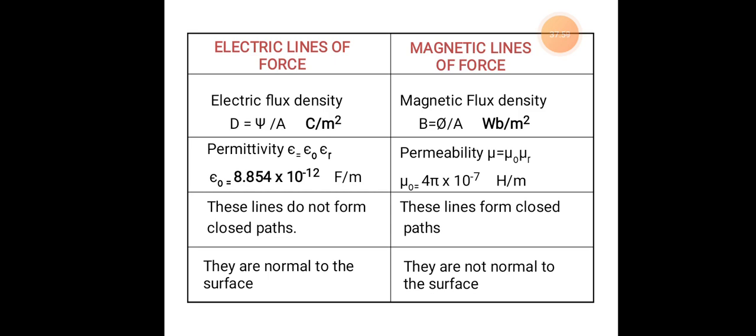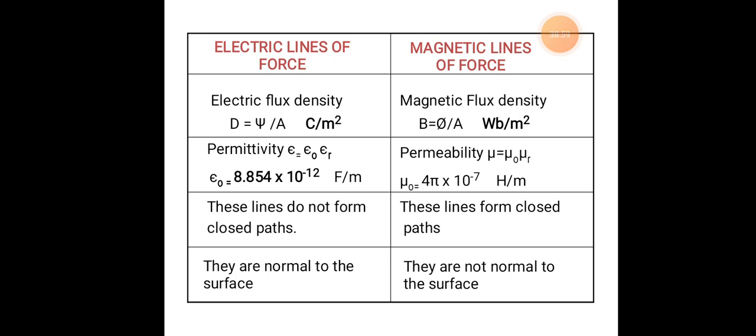Next, permittivity. Permittivity epsilon is made up of absolute permittivity and relative permittivity. Absolute permittivity epsilon naught is equal to 8.854 into 10 power minus 12 farads per meter. Relative permittivity in air is 1. In magnetic lines of force, permeability mu is equal to mu naught into mu r, absolute permeability and relative permeability. Absolute permeability is 4 pi into 10 power minus 7 Henry per meter.